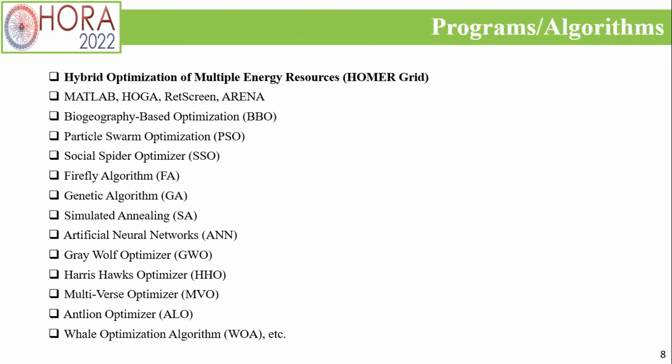In the literature, many different programs or algorithms have been used for the technical, economic, and environmental optimization of HPS. However, in this study, Hybrid Optimization of Multiple Energy Resources, or HOMER Grid, was preferred.